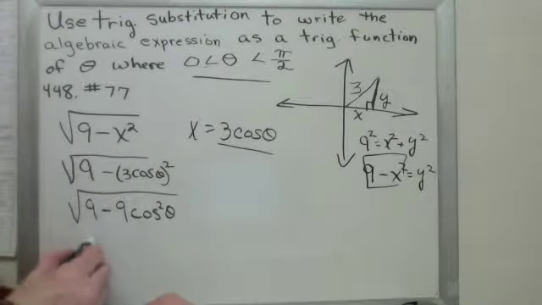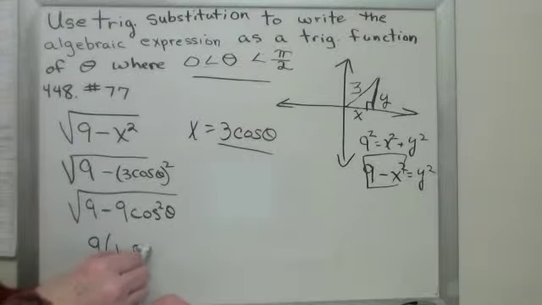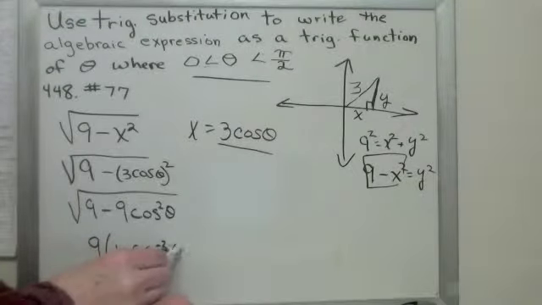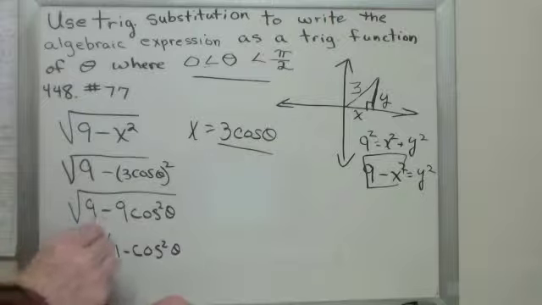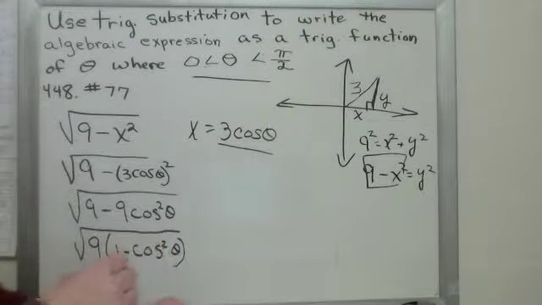So first step might be to factor out a 9. And then I have 1 minus cosine squared theta, still under the square root symbol, right? Now, I can do the square root of 9. I know that part's 3, but what do I do with this? I can't take the square root of that the way that it is.